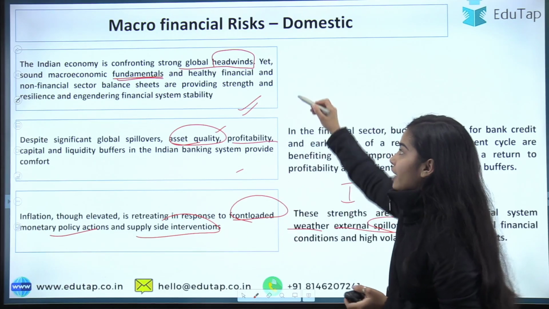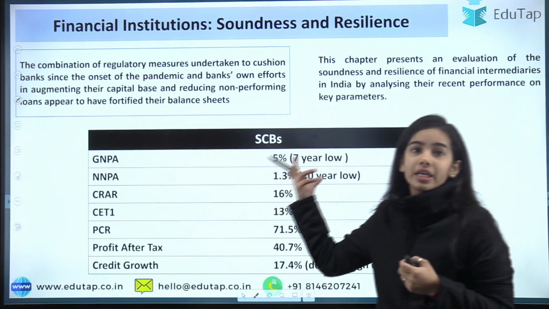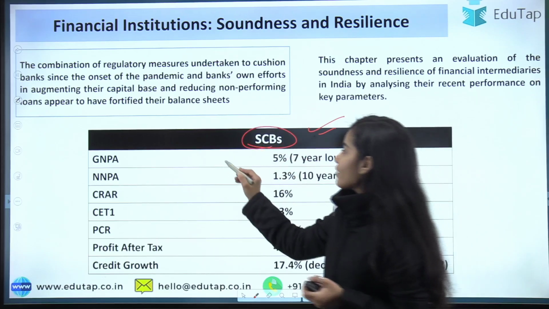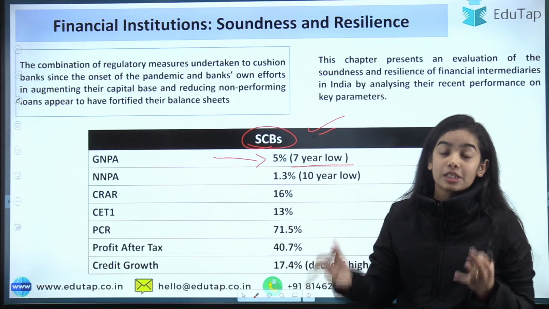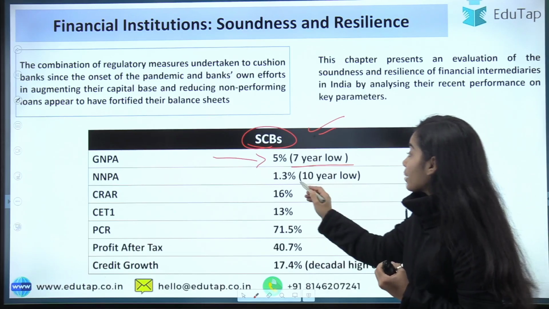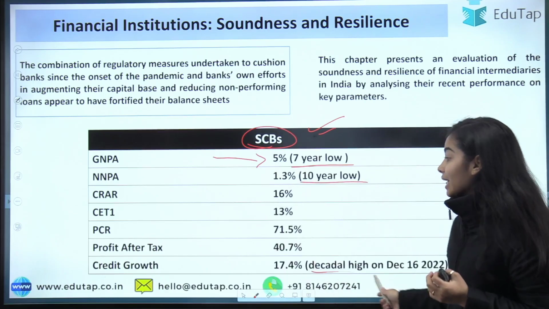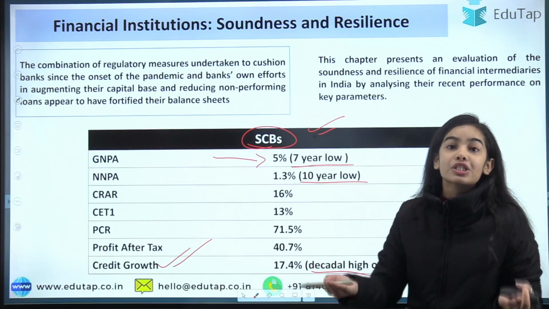This is all that we have discussed in the previous session. Okay. Next we discussed the data points. Here you can see the scheduled commercial banks have come to a 7-year low in the gross non-performing assets. We have come to a 10-year low in the net non-performing assets. We have come to a decadal high in credit growth. So you can understand how good our foundation is.